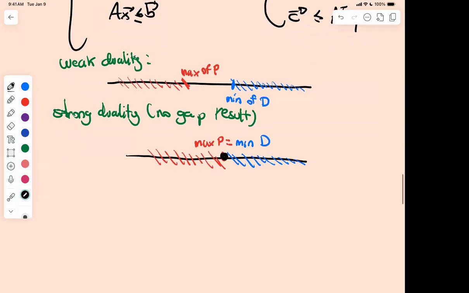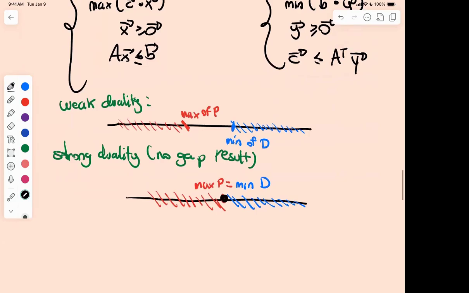In the weak duality, the max of P is less than or equal to the min of D. It's a subset of the strong duality. The weak duality is easier to prove, but the strong duality is actually the duality that you care about. The weak duality is really a 2-second proof, which we had done before. The strong duality is a longer proof, so I'm just going to give you an idea of how it works.